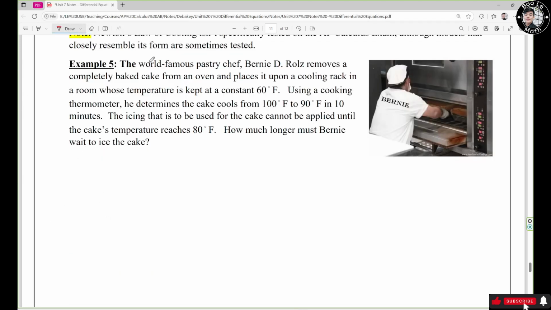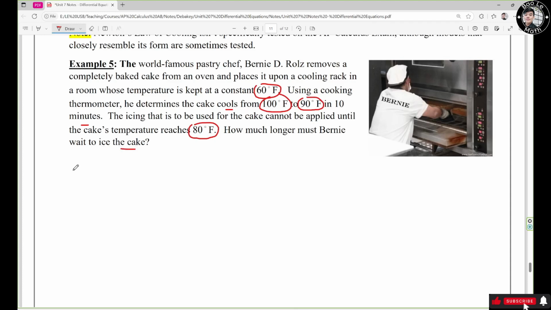Example number 5. The world famous pastry chef Bernie Rose removes a completely baked cake from an oven and places it on a cooling rack in a room whose temperature is kept at a constant 60 degrees Fahrenheit. Using a cooking thermometer, he determines the cake cools from 100 degrees Fahrenheit to 90 degrees Fahrenheit in 10 minutes. The icing that is to be used for the cake cannot be applied until the cake's temperature reaches 80 degrees Fahrenheit. How much longer must Bernie wait to ice the cake?